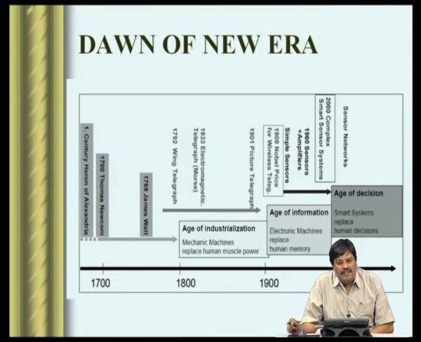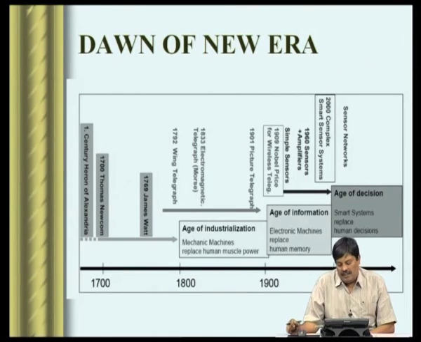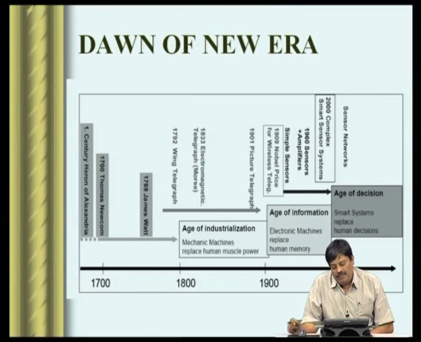Since 1900, there were efforts to use electronic and electrical machines to replace human memory. So the age of information started sometime in 1900, and close to that, in 1909, the first Nobel Prize for wireless telegraphy was given. Since then, lots of systems trying to replace human memory were attempted, and in 1960 a number of sensors and amplifiers were developed. In 2000, what we call the age of information is giving way to the age of decision.